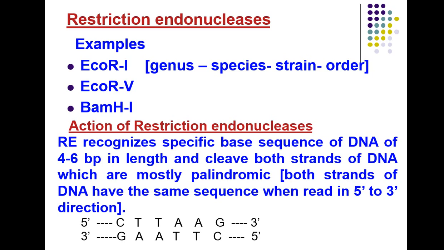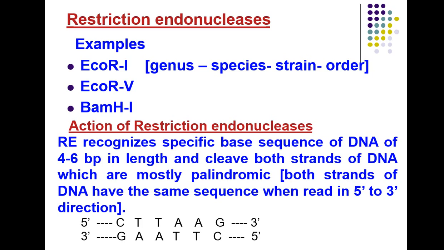So they identify a specific base sequence. How is the specific base sequence? It is a palindromic sequence. What is palindromic? You should understand here. See below, I have given one example of a DNA sequence. This is a double-stranded DNA. On one strand the sequence is CTTAAG, and the other strand is GAATTC: G for C, A for T, A for T, T for A, T for A, C for G.